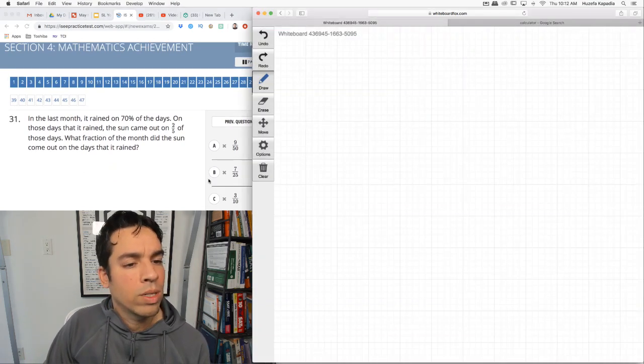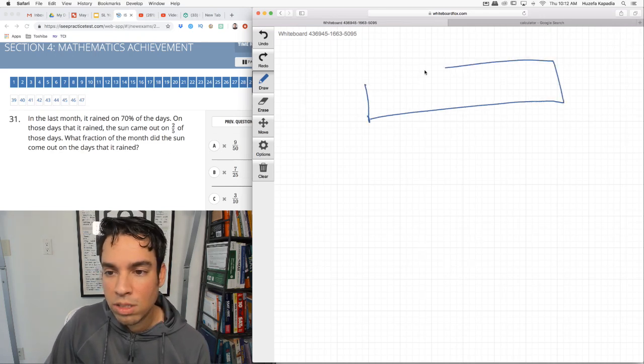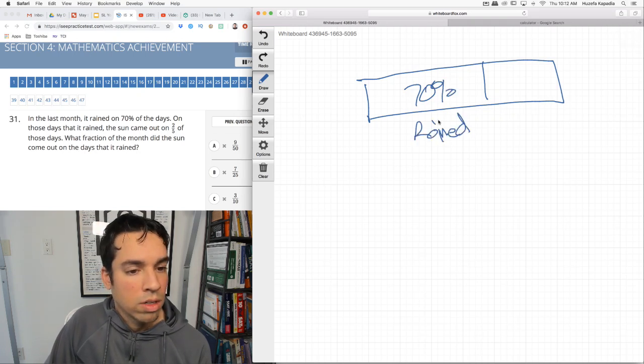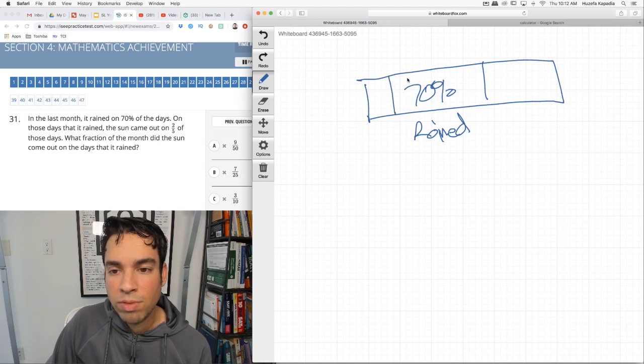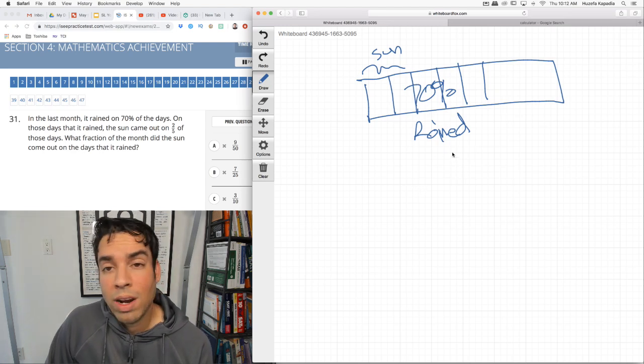Next, last month it rained 70% of the days. On those days that it rained, I'm just going to set up a bar model here. 70% it rained. And then of that, on those days of the rain, the sun came out 2/5 of those. So then if we split this up into fifths, that section here, sun comes out, okay? What fraction of the month did the sun come out? Okay, but really this is a fraction of a percentage.